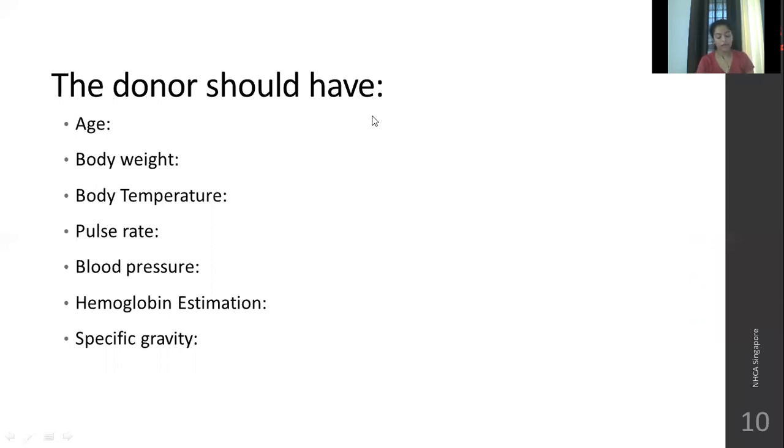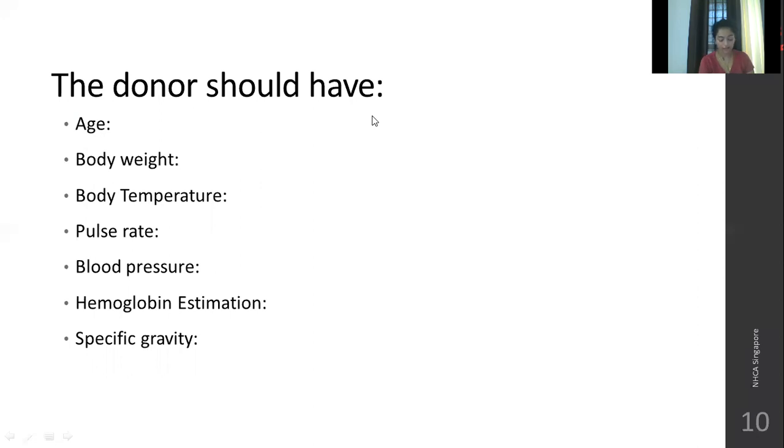Body temperature should be less than 37.5 degrees Celsius or 99.5 degrees Fahrenheit. Pulse rate should be between 50 to 100 beats per minute. The systolic blood pressure should be between 90 to 60 mmHg, and diastolic blood pressure should be between 50 to 100 mmHg. For hemoglobin estimation, males need a minimum of 13.5 grams per deciliter, and females 12.5 grams per deciliter.